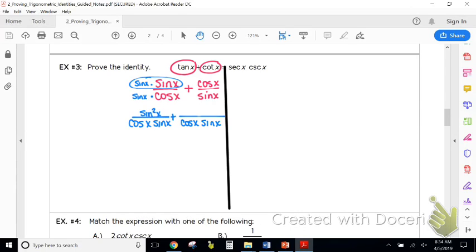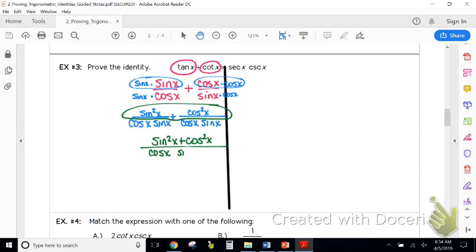And then the second fraction, I had a sine on the bottom. What did I multiply it by? Cos. And so we do to the bottom, do to the top. So what is cosine times cosine? Cosine squared of x. And then how do we actually add fractions? Straight across the top. Yeah, we combine the numerators over the common denominator. So sine squared of x plus cosine squared of x over cosine of x sine of x.